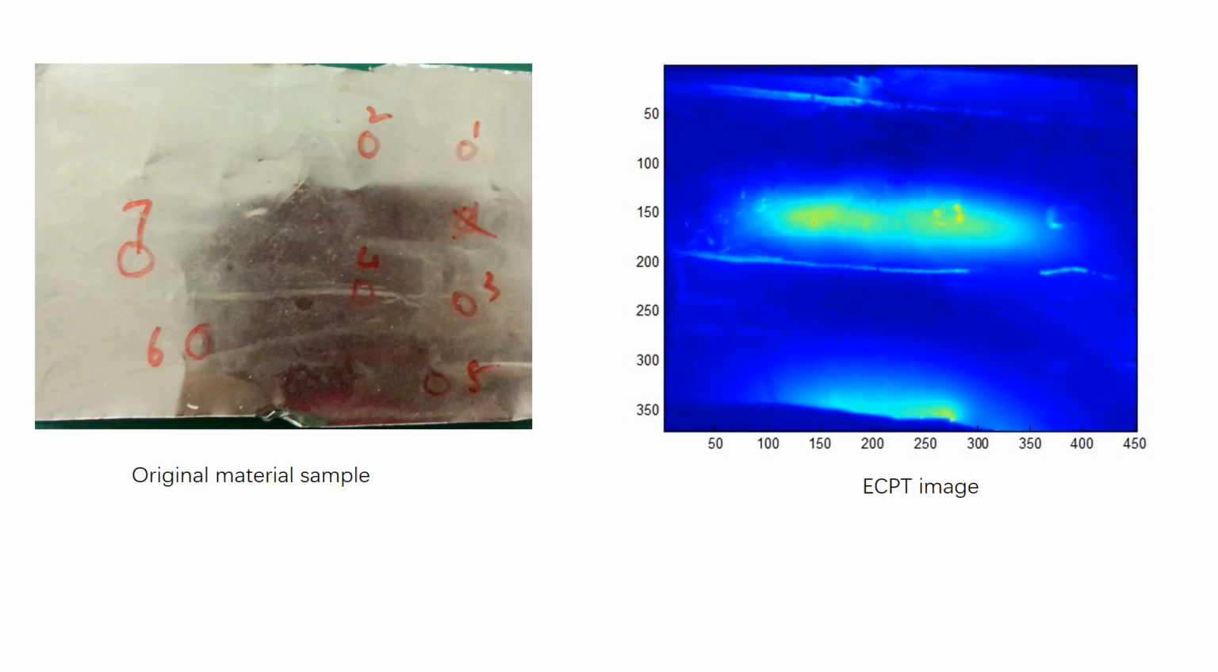The left picture is an original material sample. Because the macro damage is too small to see with the eyes, we have marked the macro damage with circles, numbered from 1 to 7, and on the right is an ECPT image.